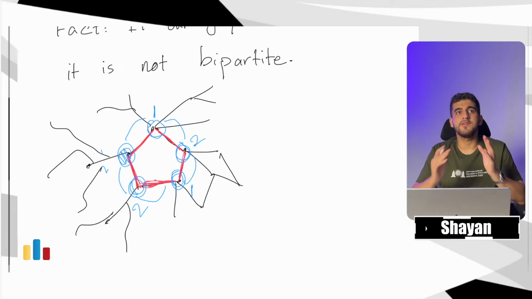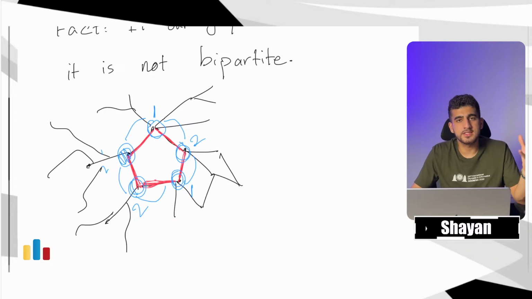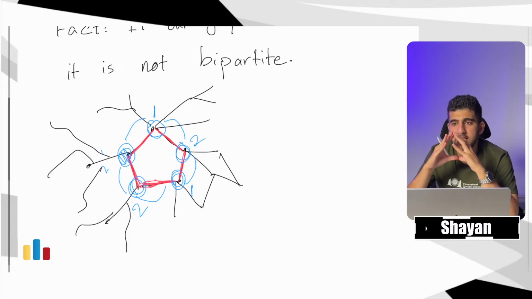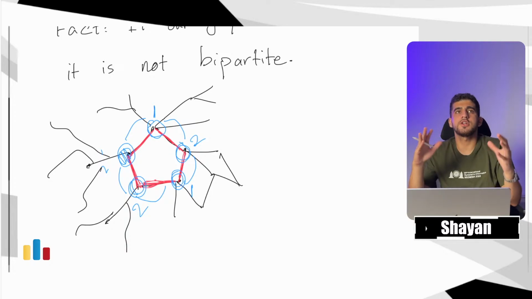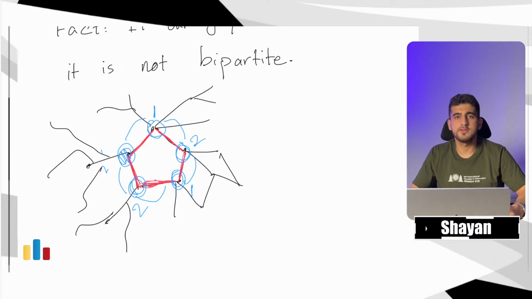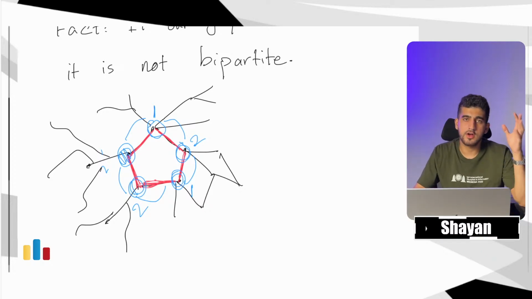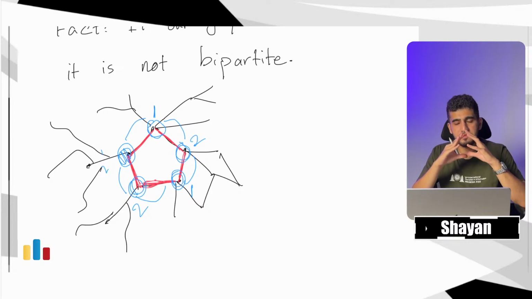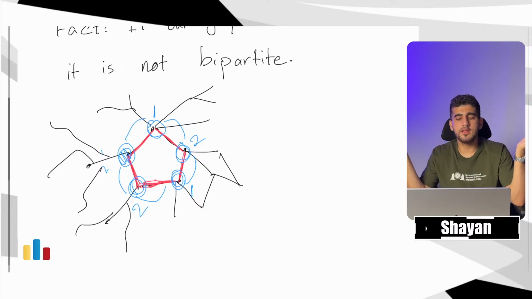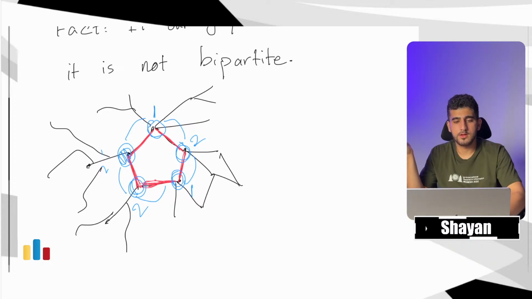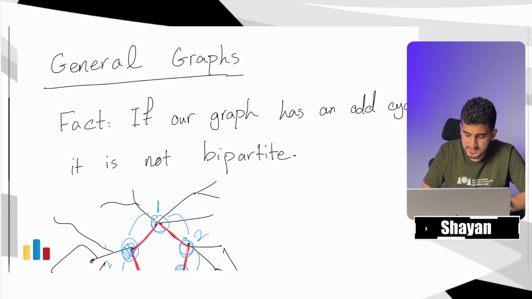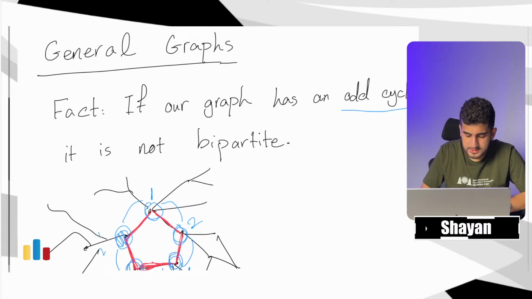It doesn't matter if you have more edges and more vertices. If you can find an odd cycle in the middle of your graph, then you cannot do anything with that odd cycle. Even if you solve all the other parts of the graph and find good colors for the rest of your graph, what do you want to do with this odd cycle? About the vertices in this odd cycle, you cannot do anything with them. So if our graph has an odd cycle, then it is not bipartite.